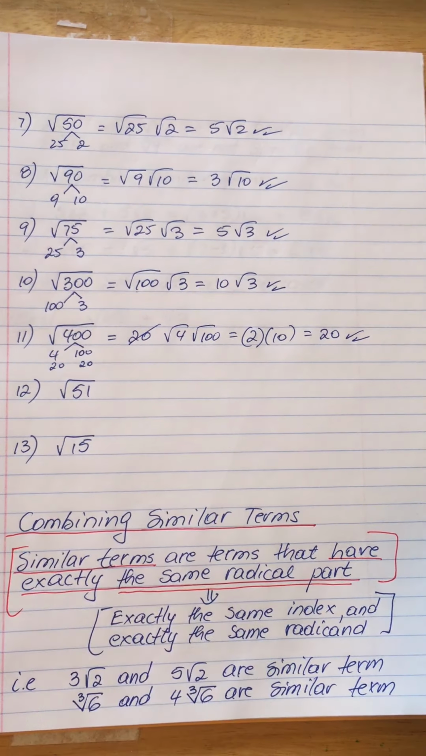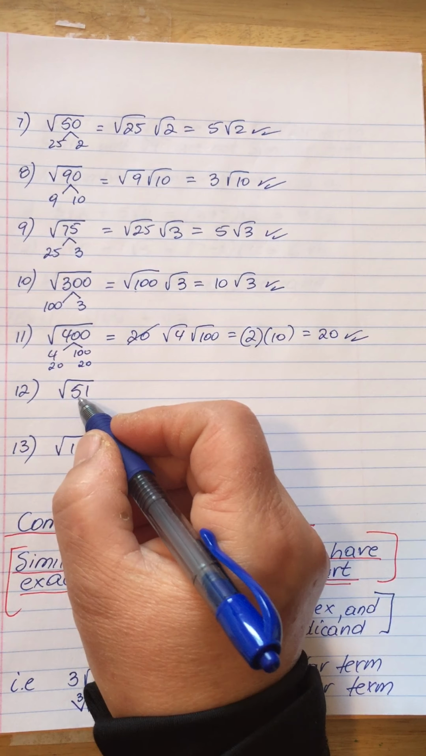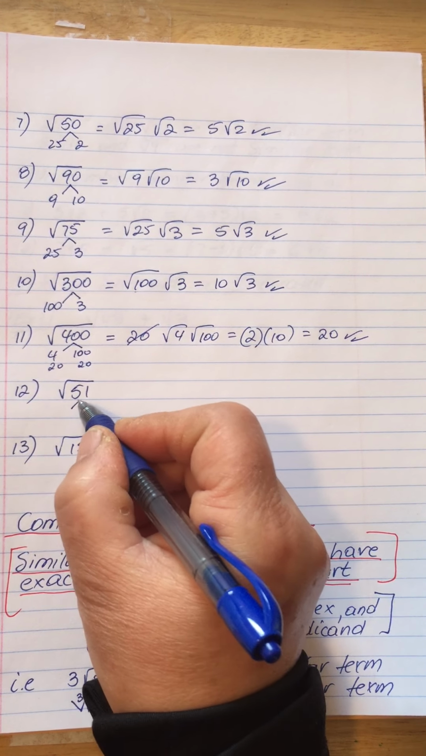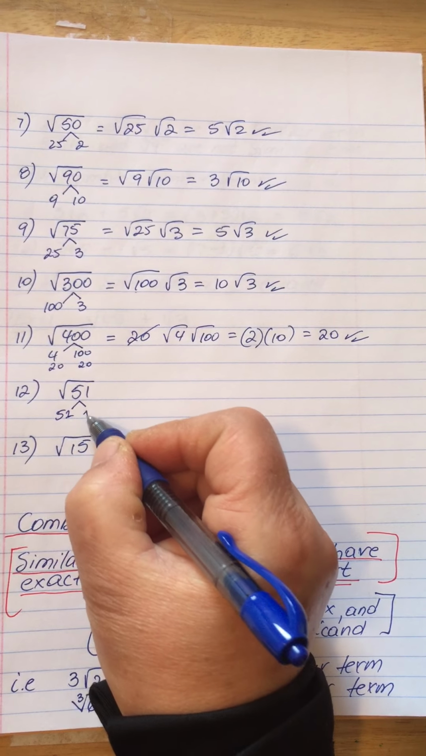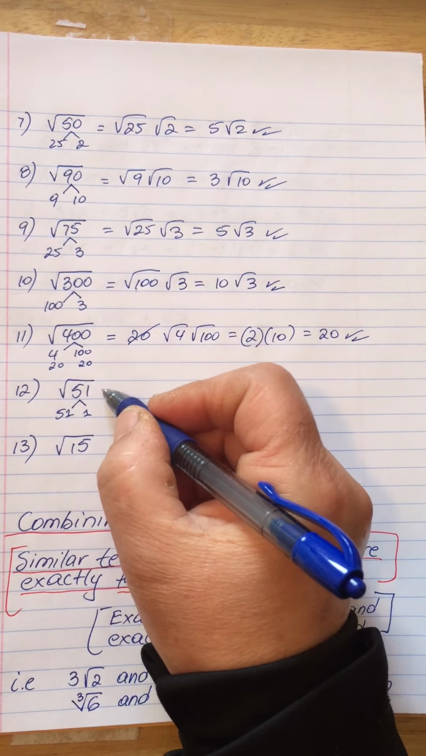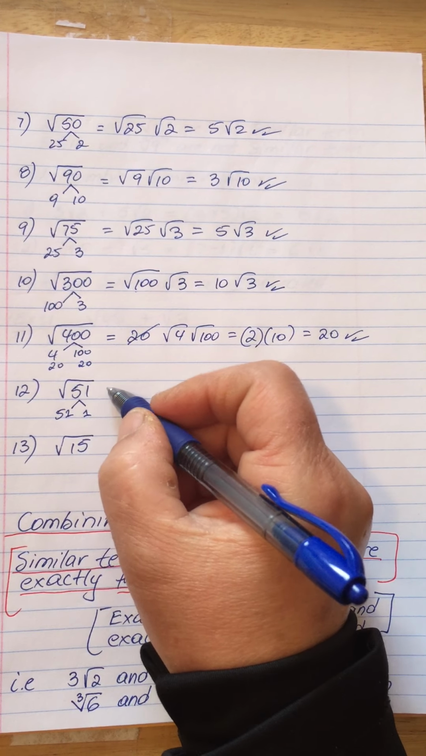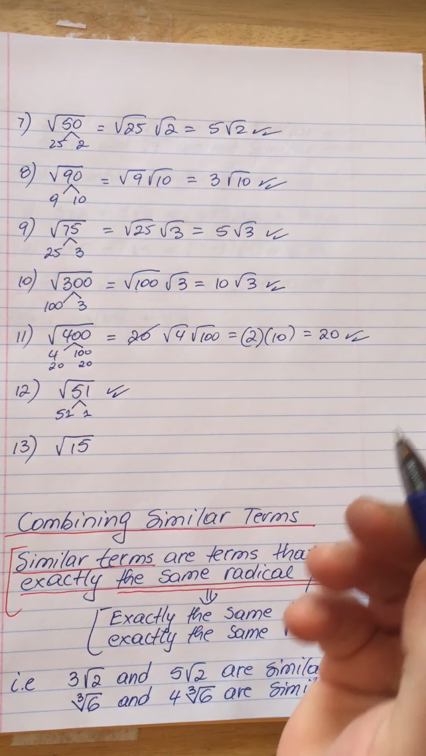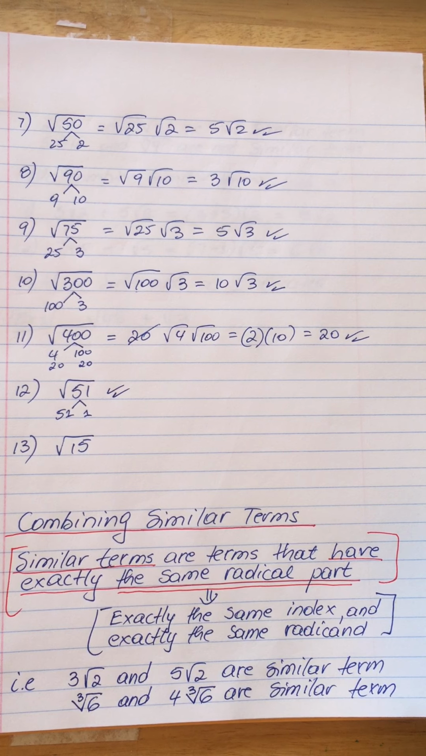Now the square root of 51. 51 is a prime number. So the only possibility is 51 times 1. So I cannot do anything. I cannot simplify. Sometimes we cannot simplify at all. Okay? And this is not something that we have to worry about. We have to simplify where we can.